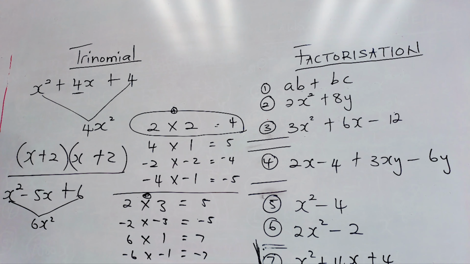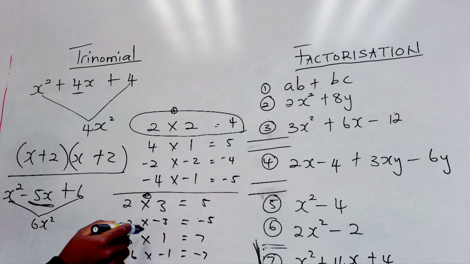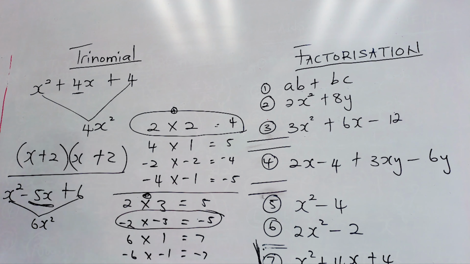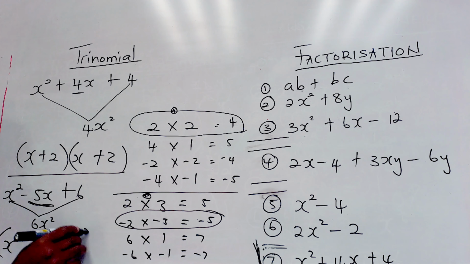So the factors have to give us minus 5. These are the correct factors, minus 2 and minus 3. So we have x here. That will be our factorized form.